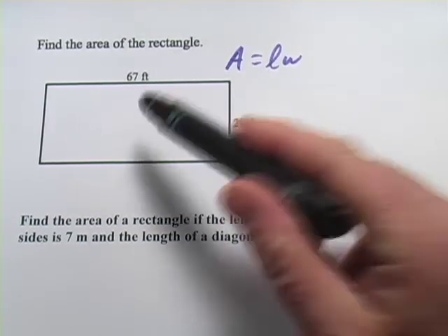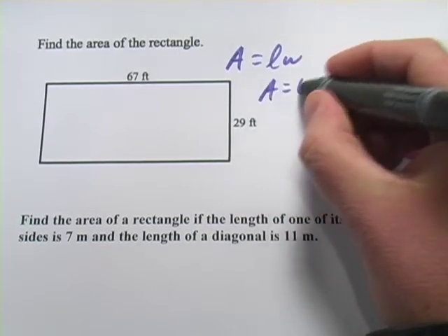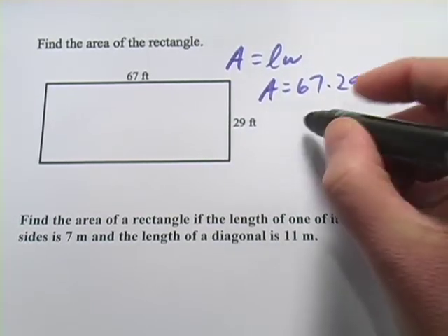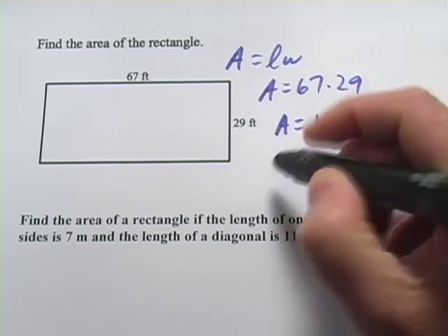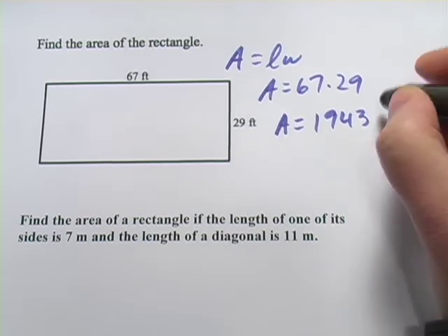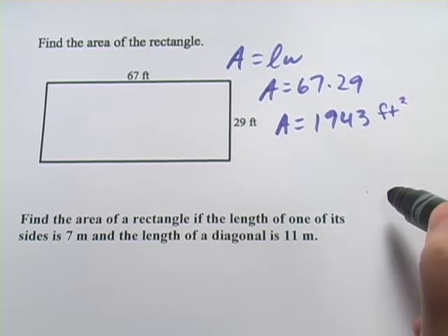So in a problem like this, it says find the area. You're given the length, you're given the width. The area is just going to be 67 times 29, which is 1,943. Now, with the units, remember, in area, it's units squared, so this is in square feet.